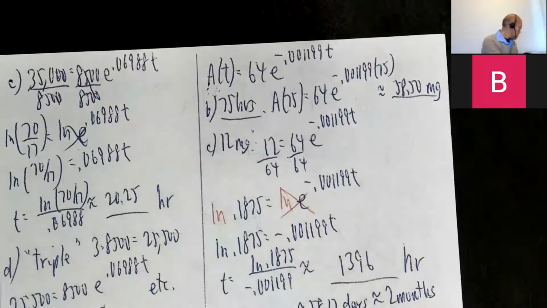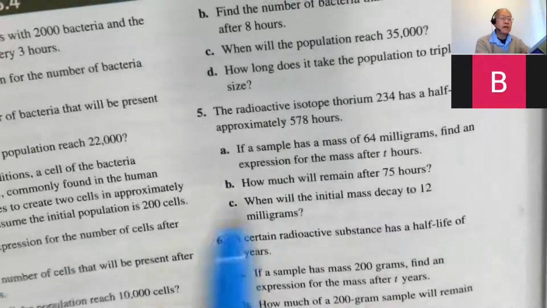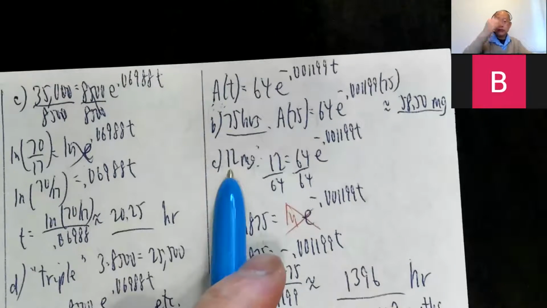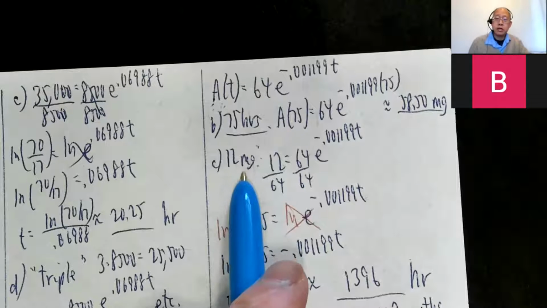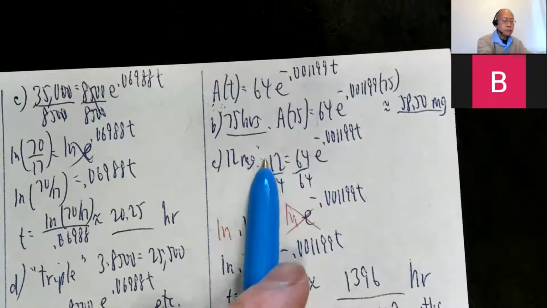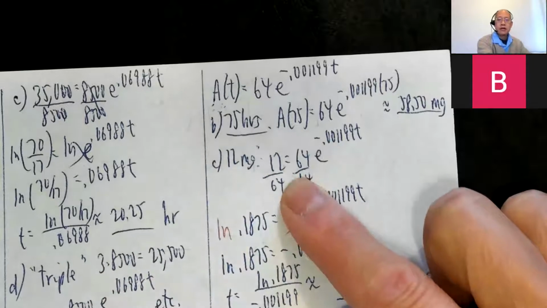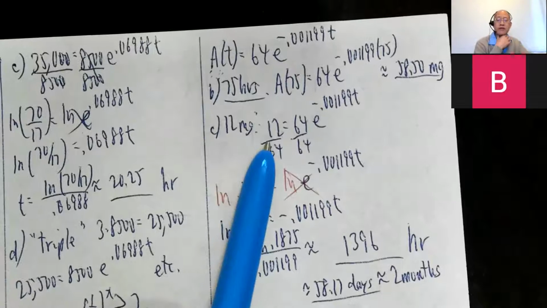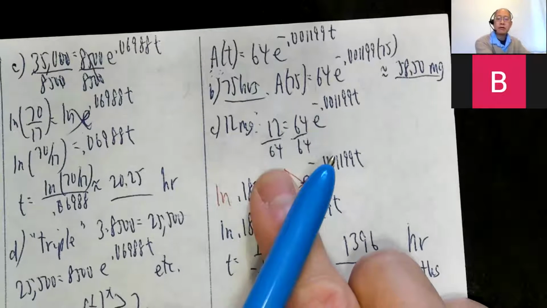Part C, when were the 12 milligrams left? That's on the left-hand side, my new amount, that's A(t). So 12 goes here. Remember, you're allowed to put sample problems on your cheat sheet. 12 equals 64 e^(kt), divide by 64. This is 0.1875, I guess, did it before. Equals e to the whatever.